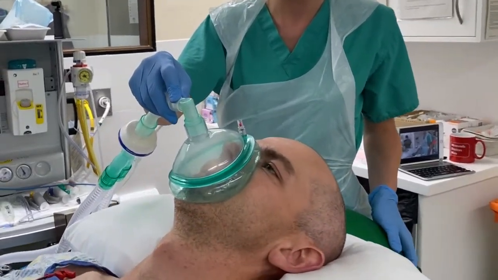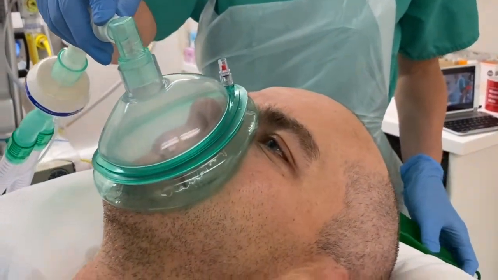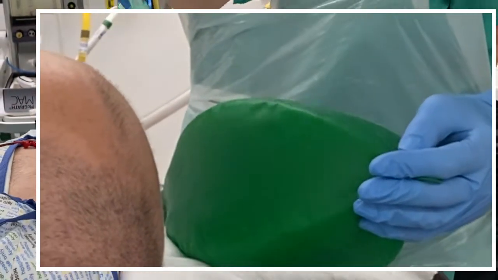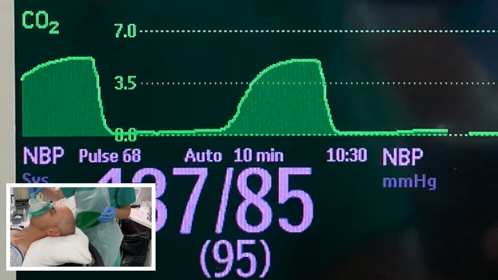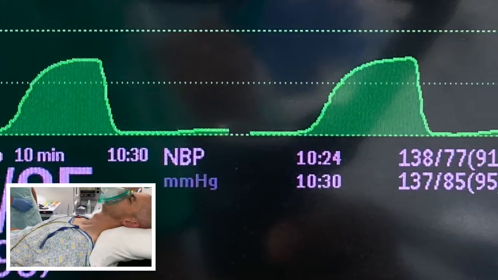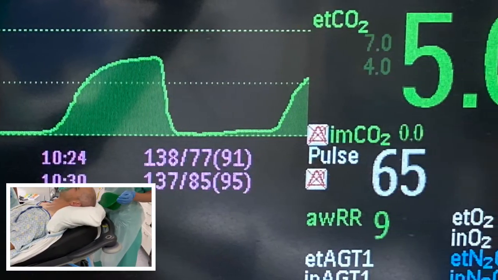If you feel an air leak, make minor adjustments to the position of the mask to reduce the leak. Visualize the bag inflating and deflating with respiration, and confirm the quality of the seal with a square wave capnography trace. Finally, pre-oxygenate for approximately 3 minutes or until the end tidal oxygen level is greater than 80%.